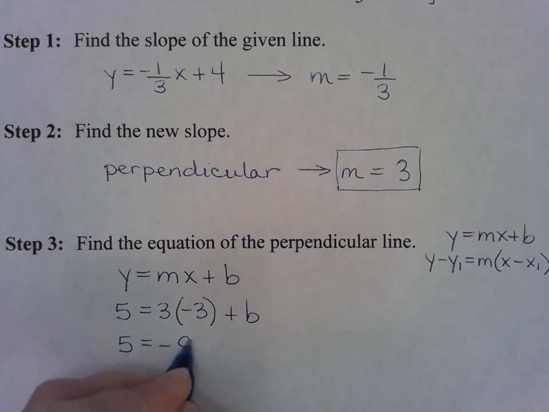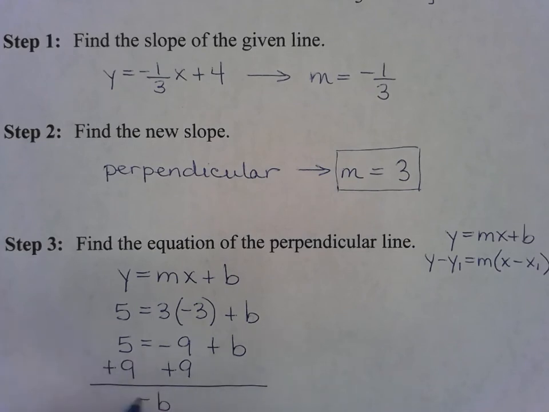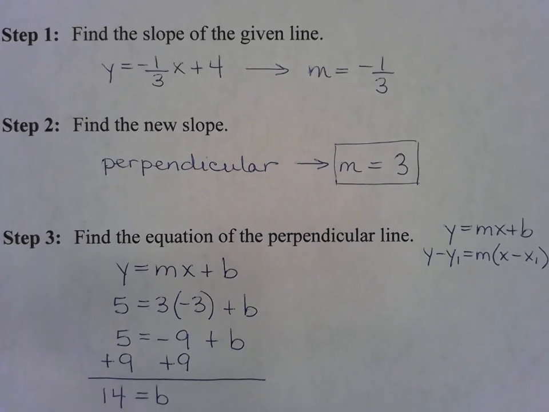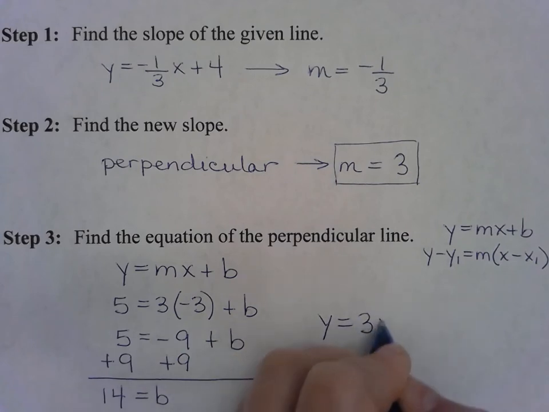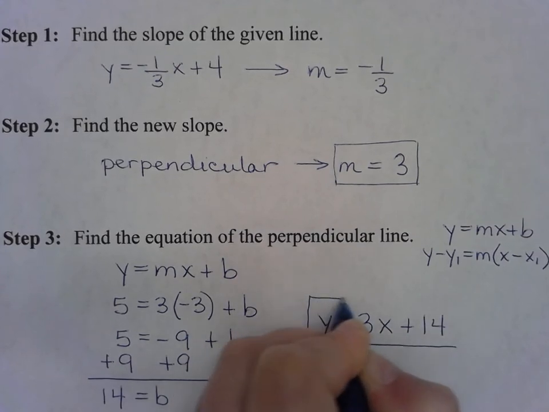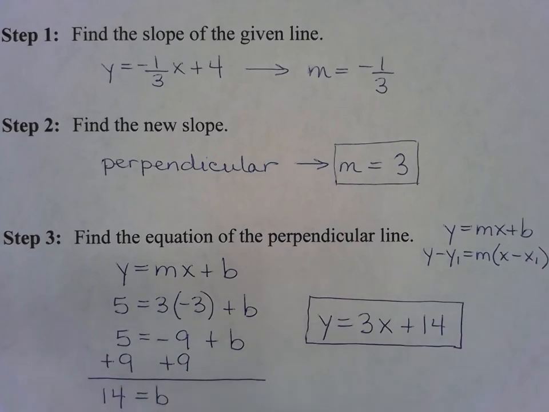All right, so I'm going to work this out. I'm going to add 9 to both sides. And then I'm going to go back and make this into an equation. So my slope was 3, so y equals 3x plus 14. I'm not going to graph these for you, but if we did graph them, they should cross each other at a 90-degree angle and be perpendicular.